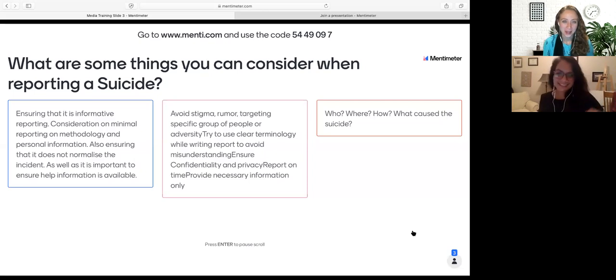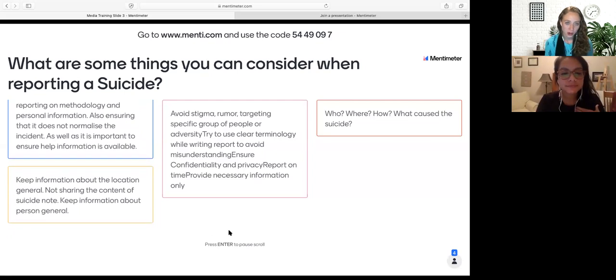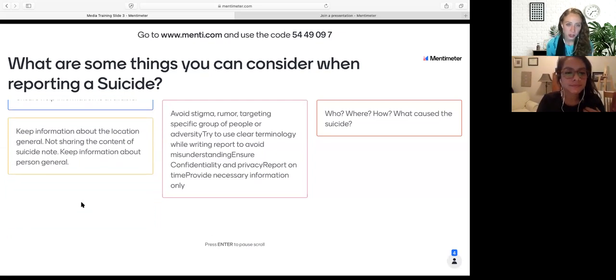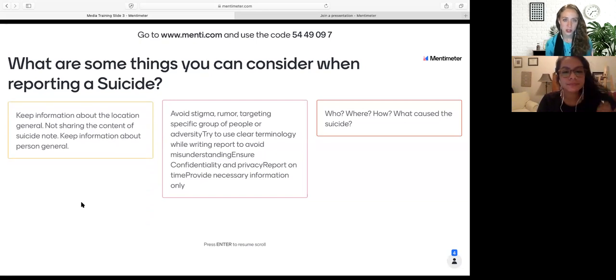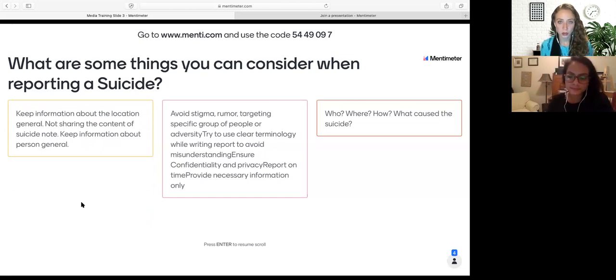Those are great ideas. Someone else says avoiding stigma, rumor, and targeting a specific group of people, or adversity. Try to use clear terminology when writing a report to avoid misunderstanding. Ensure confidentiality and privacy. Report on time. Provide necessary information only. Also all good thoughts. Answering who, where, how, what caused the suicide. Those are all good questions to ask.